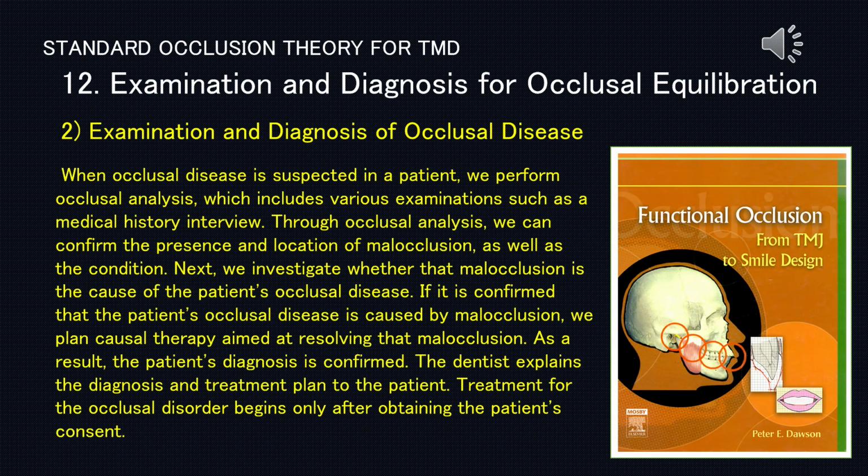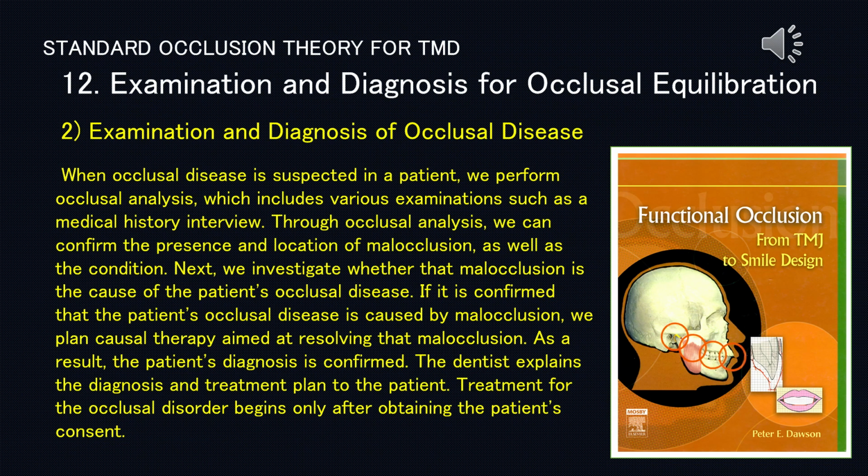2. Examination and diagnosis of occlusal disease. When occlusal disease is suspected in a patient, we perform occlusal analysis, which includes various examinations such as a medical history interview. Through occlusal analysis, we can confirm the presence and location of malocclusion, as well as the condition. Next, we investigate whether that malocclusion is the cause of the patient's occlusal disease.